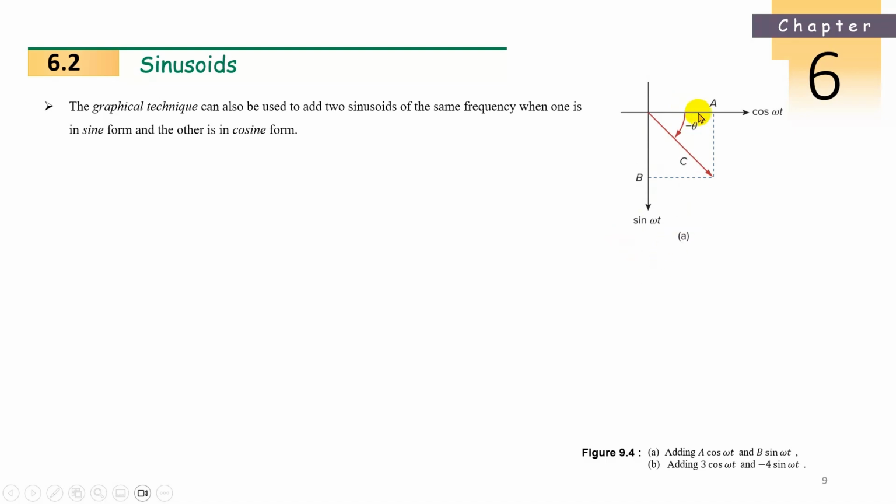Okay. Now, if you take these lines here and make the diagonal, what will the diagonal be? C. And C is equal to the square root of A squared plus B squared. It is a perfect right-angled triangle. Right? This is the 90 degrees. This is also 90 degrees.